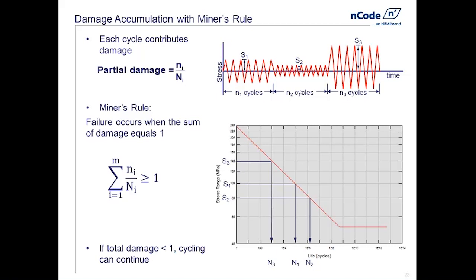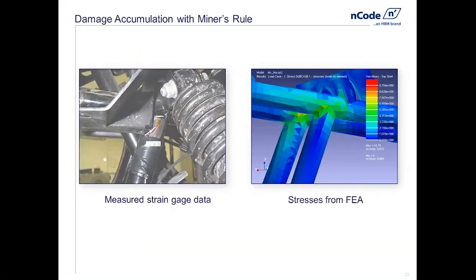Some people call this the Palmgren-Miner rule. For some reason, the Miner rule has stuck for most. So that's how we use this record of cycles, of how many cycles, of what size, to our advantage.